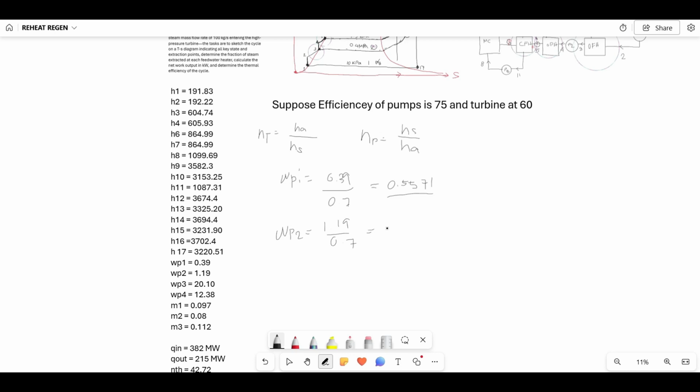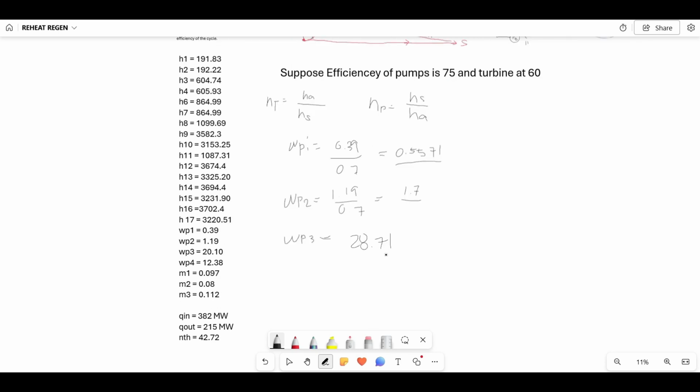Work pump 2, same as also, 1.19 over 0.7, will yield 1.7. So meaning it is higher. Work pump 3, also the same. 20.10 divided by 0.7 will yield 28.71. Work pump 4 now: 12.38 divided by 0.7 is now equal to 17.69.